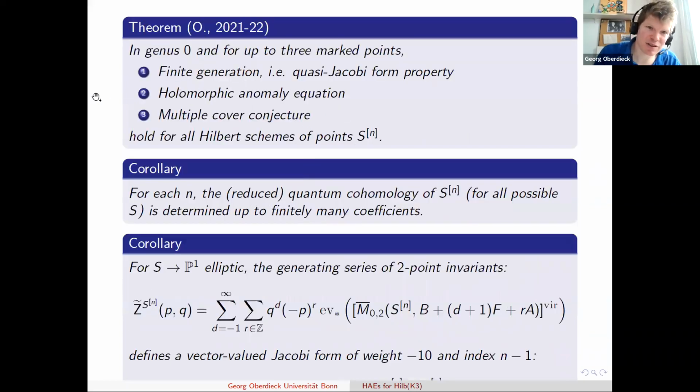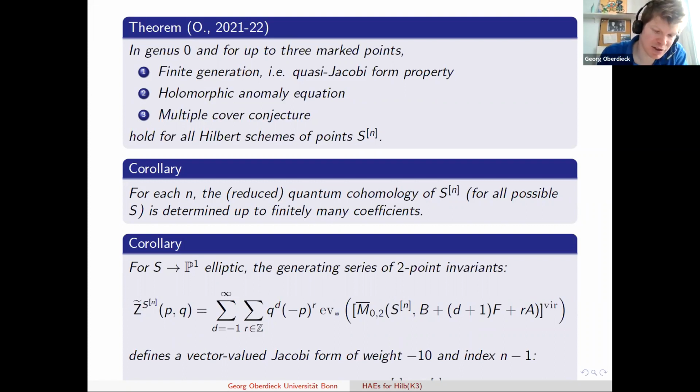And what's even more recent is to actually be able to prove something about the structure. The theorem is that if you look at genus 0 and up to 3 markings, so up to 3 cohomology insertions, then all these 3 conjectures hold for, in fact, all Hilbert schemes of points. So in arbitrary dimension, you have a complete proof of this structure, at least in this genus 0 case.